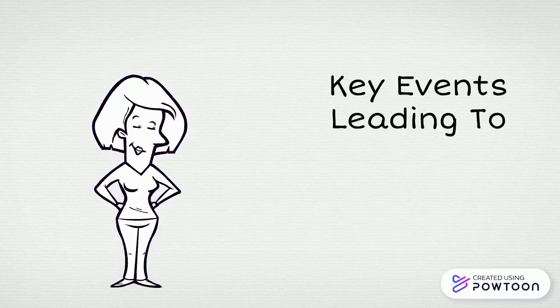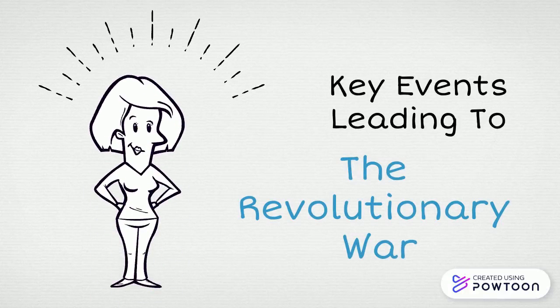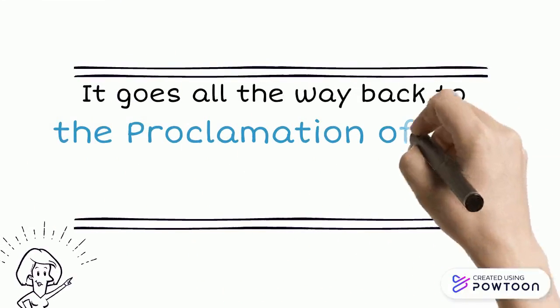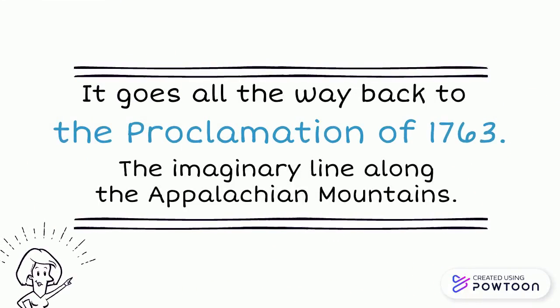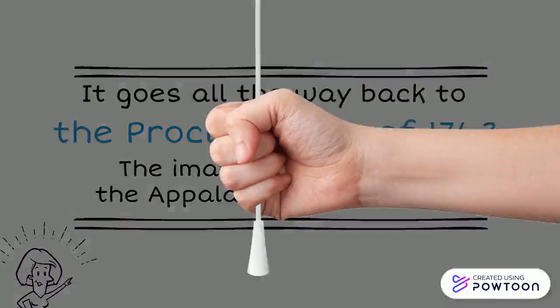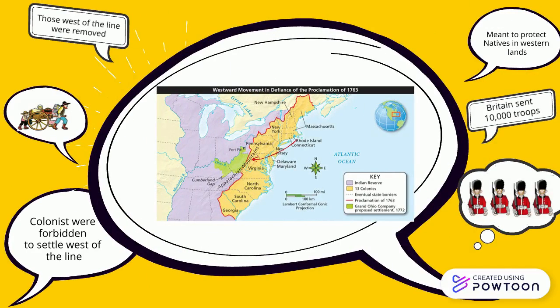Today, we will be discussing some of the key events that led to the Revolutionary War. To do this, we have to go way back to 1763, where the once hands-off England is now enforcing new rules on the colonists. England drew an imaginary line on the eastern side of the Appalachian Mountains.